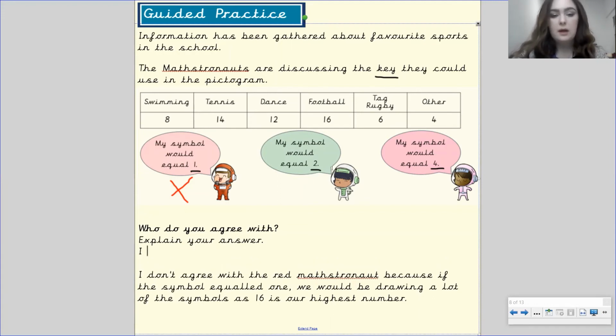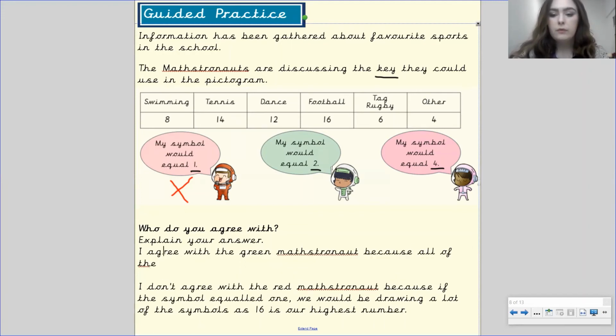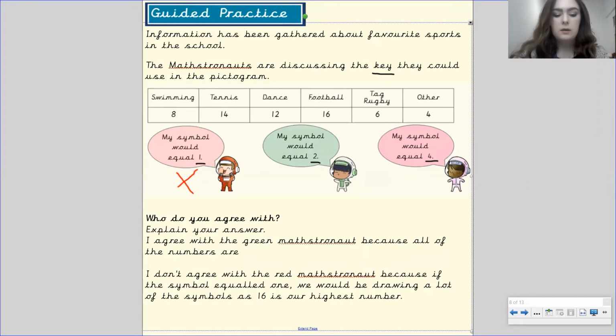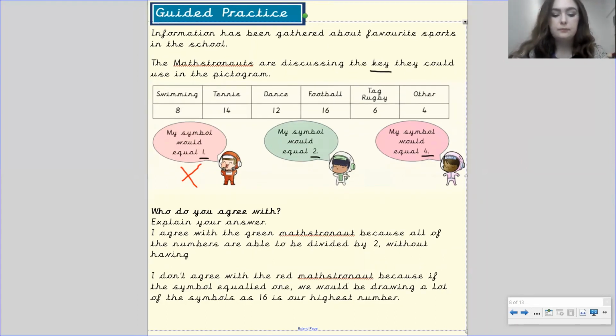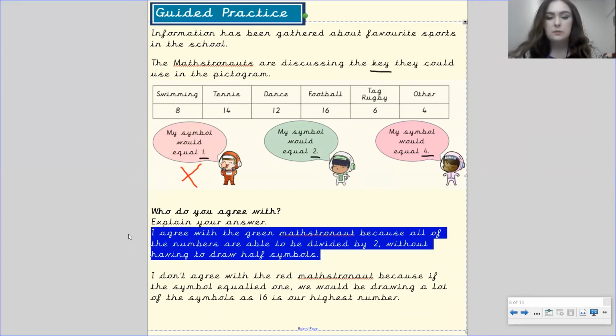So I agree with the green astronaut because all of the numbers are able to be divided by 2 without having to draw half symbols. Whereas with 4, you would have to draw half symbols. So this here would be my answer for that one.